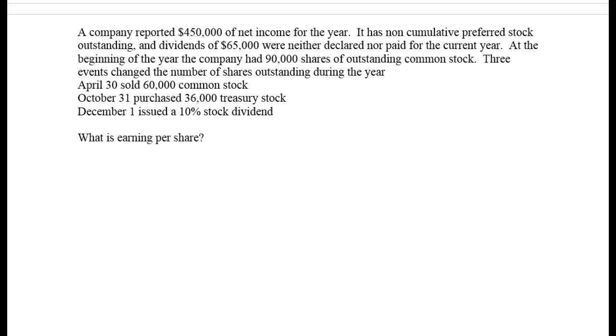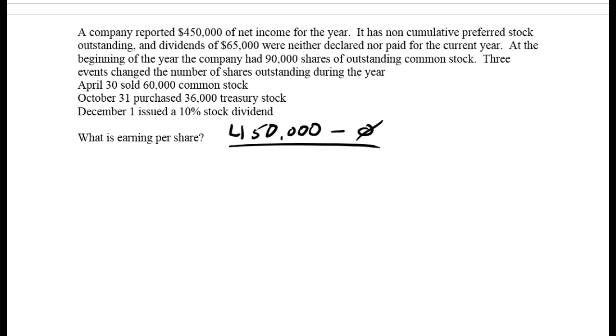Here's our fourth and final example. We have a company reporting $450,000 of net income for the period. It has non-cumulative preferred stock, and dividends of $65,000 were neither declared nor paid for the year. At the beginning of the year, the company had 90,000 shares outstanding, and 3 events changed them: our stock issue, our treasury stock purchase, and on December 1st, a 10% stock dividend. What would earnings per share be?